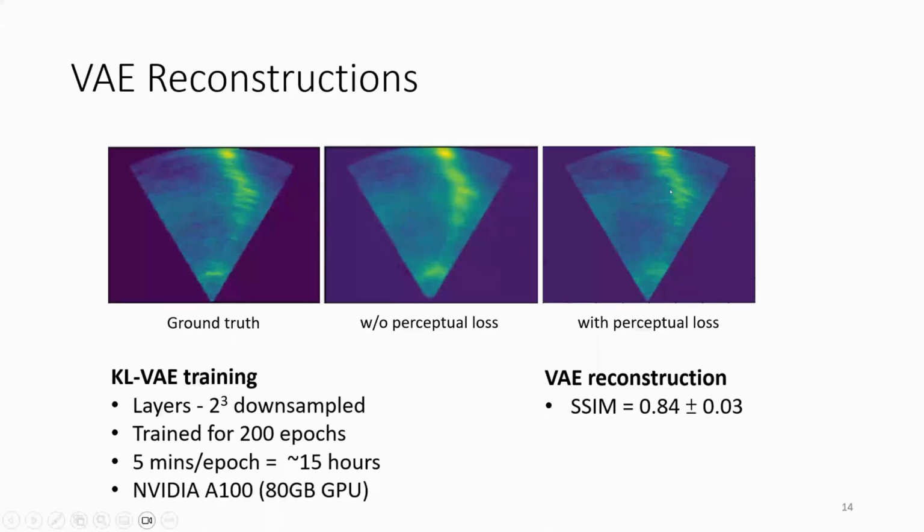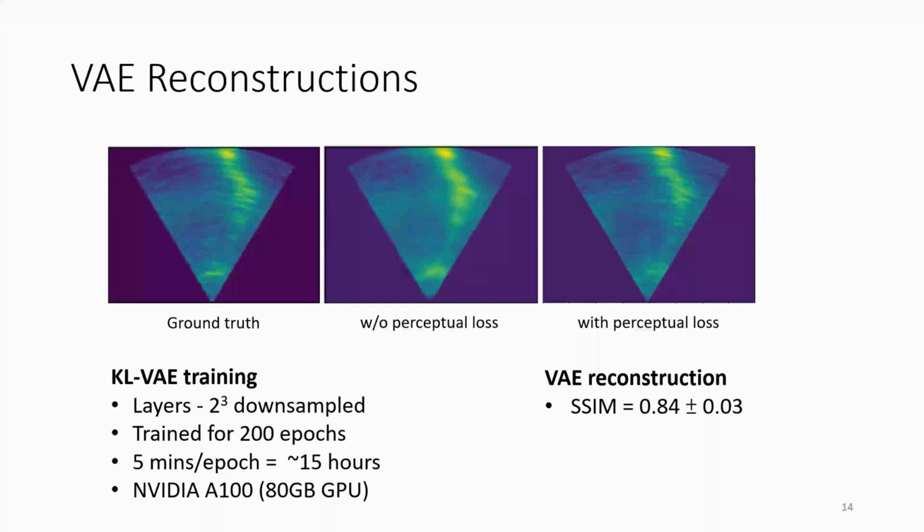If we measure the reconstruction capability in terms of SSIM, while it looks almost perfect by eye, in terms of SSIM it's only around 84%. For the VAE itself, the setup is a UNet-like encoder-decoder architecture that is 8 times downsampled, which is three layers down. We train this for 200 epochs, which takes around 15 hours, or 5 minutes per epoch, on an NVIDIA A100.